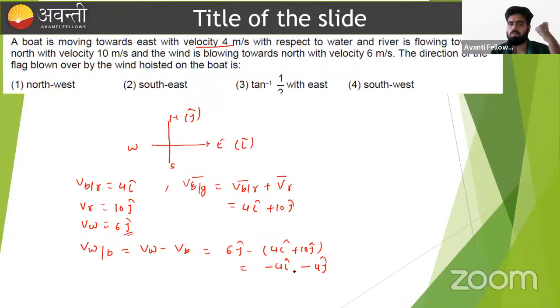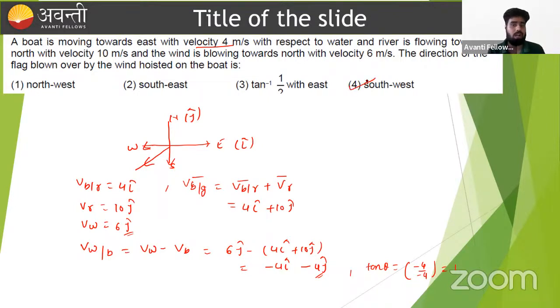What is the meaning of minus 4i? If plus i means east, then minus i means west. It means the x component is minus 4i, acting in this direction, and the y component is acting in the southward direction. And we know that if you want to find tan theta here, the x and y components are equal, so that will become 45 degrees, exactly 45 degrees. So what is the direction of wind with respect to boat or flag? That is exactly the southwest direction.